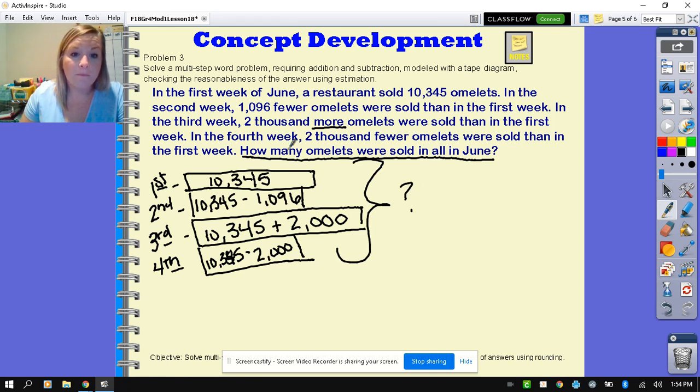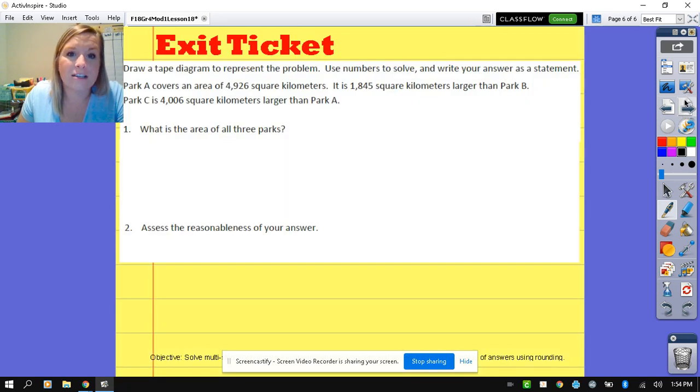So I'm challenging you to solve this one on your own. Practice your addition and your subtraction within a word problem. Don't forget to write it as a statement and then check it with rounding to see your reasonableness. From here, you guys are going to do something really similar on your exit ticket. So practice, practice, practice. Read your questions carefully and make sure they're not tricking you because that's what they're always trying to do.